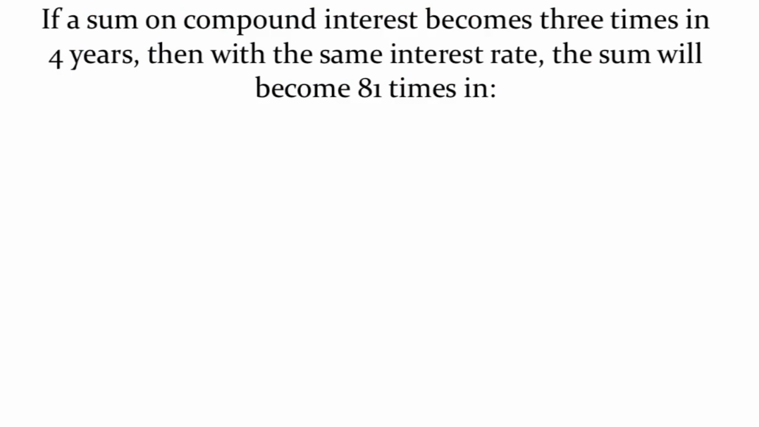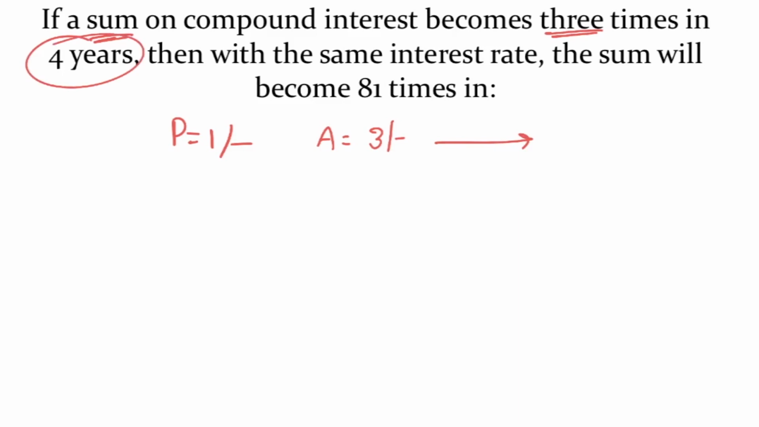If a sum on compound interest becomes 3 times in 4 years, then with the same rate of interest, the sum will become 81 times in how many years? If you invest 1 rupee, a sum on compound interest becomes 3 times. It will become 3 rupees, and it takes how many years? 4 years. It will become 81 times in how many years? That is the question.